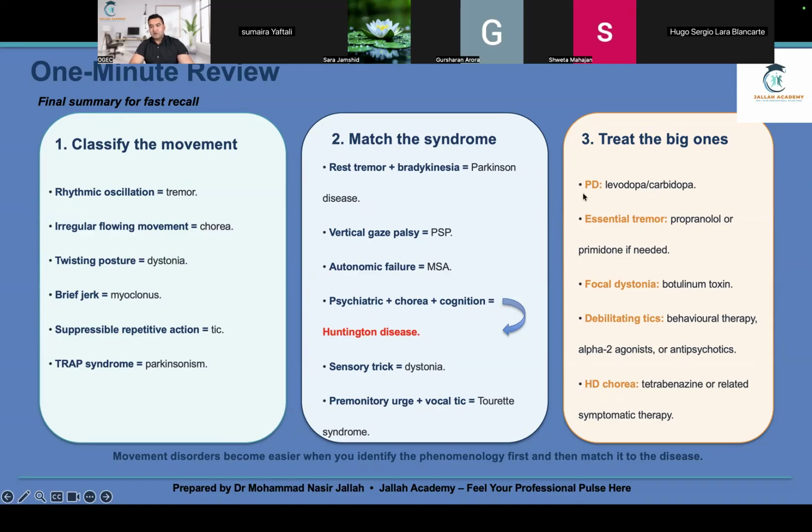Treat the big ones. For Parkinson's disease, the best treatment is levodopa-carbidopa. Essential tremor, propranolol or primidone if needed. Usually, we don't do it unless it is significantly affecting the patient's daily life. Then we start propranolol. Focal dystonia, botulinum toxin. For debilitating tics, behavior therapy, alpha-2 agonist or antipsychotic. HD or Huntington disease, chorea, tetrabenazine. Please remember this, tetrabenazine is very commonly tested.